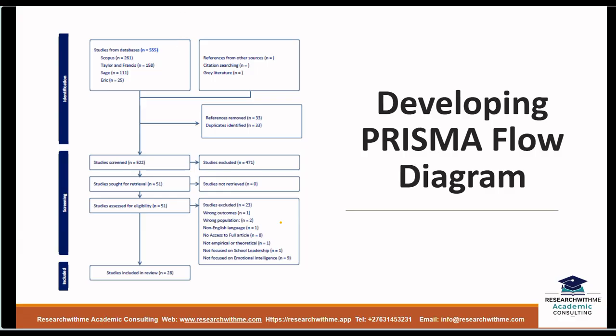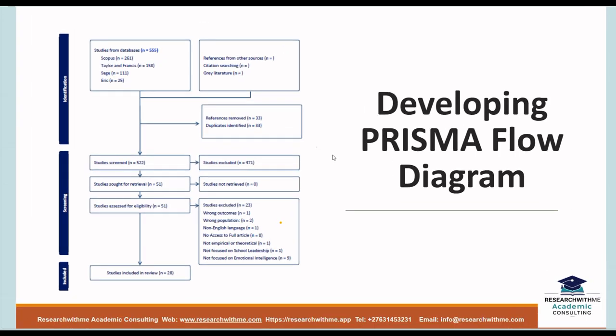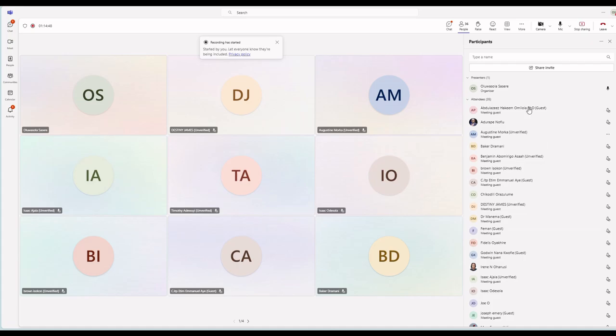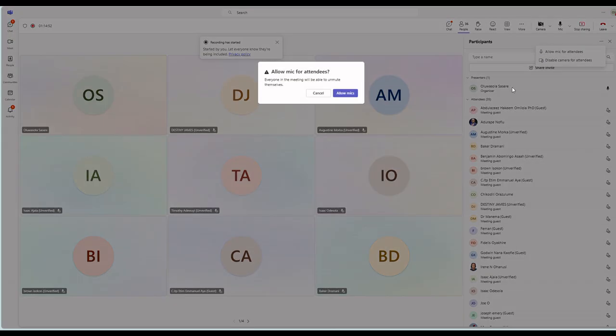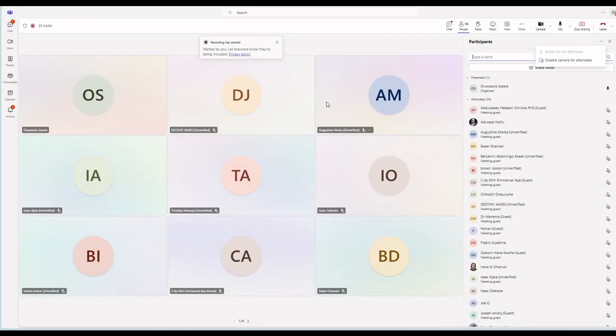Let's go back to our slide. So more information can be gotten from that website on how to write a systematic review, and not only that, how to present your PRISMA flow diagram. I want to open the mic for a moment in case there are questions. Please, is there any question up to this point?